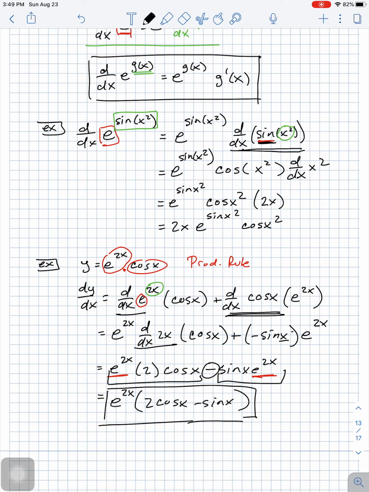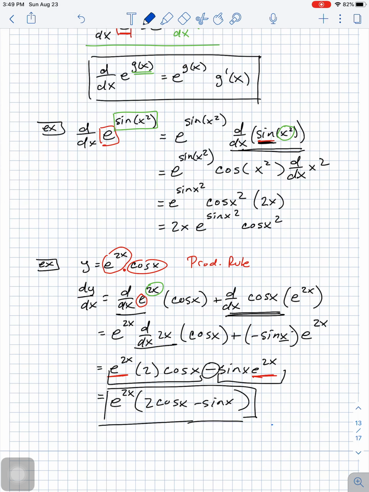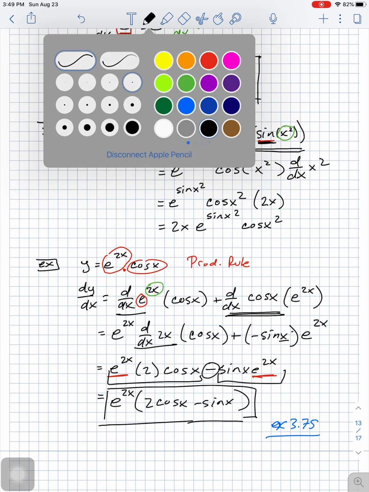Okay, so those are some examples of e to the x. You can now try, if you want to pause the video, try example 3.75, and then we'll come back and talk about some more stuff. Okay, hopefully you actually stopped that and did it. That's how you interact with this and get the most out of it.